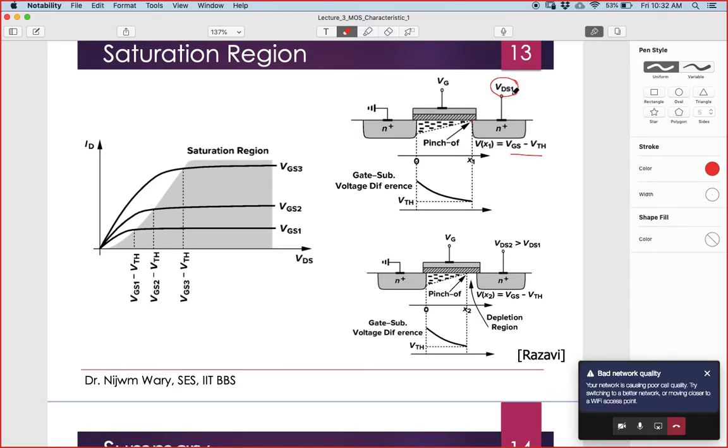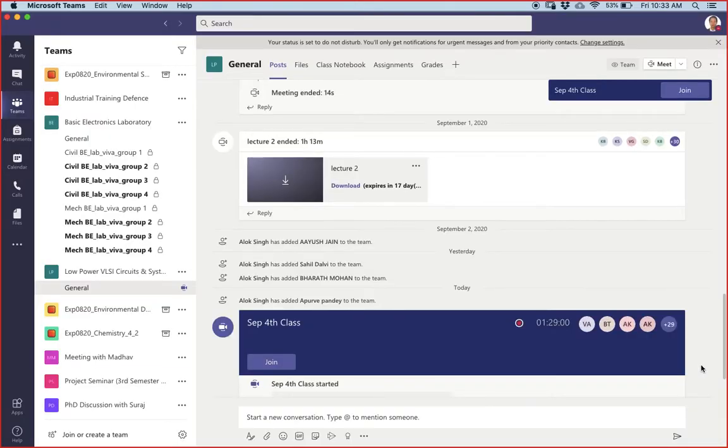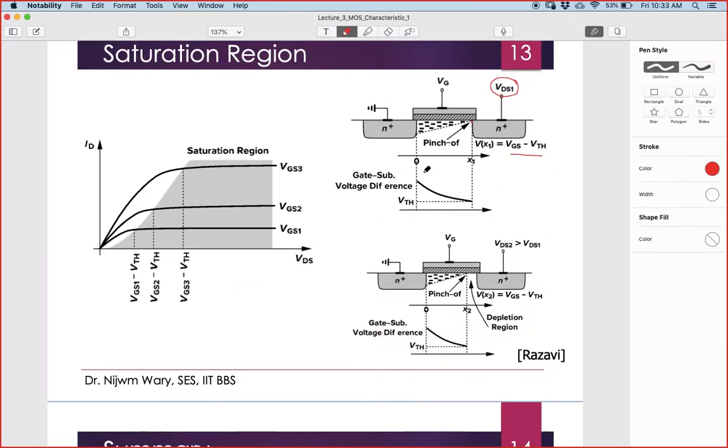Now if I increase this VDS further, hello, everyone is hearing me, right? Hello, hello. Yes, sir. Yeah. I got a notification that I have a bad network, so I just want to make sure that I'm audible to everyone.